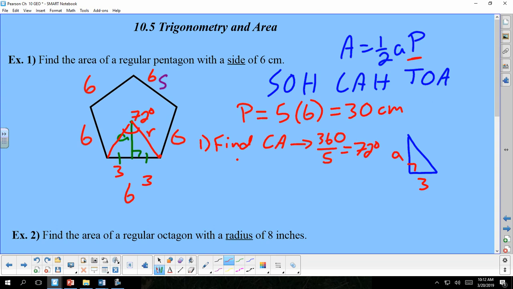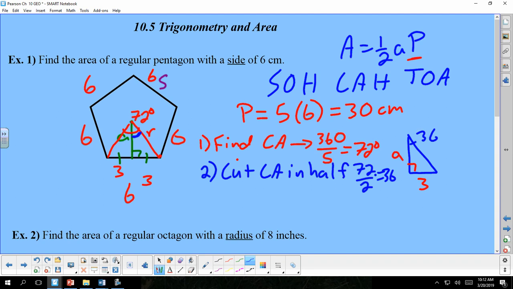So in order to find the angle that I'm looking for, this angle right here, I need to take that 72 and cut it in half because my apothem bisects the central angle. So half of 72. So we're going to cut the central angle in half. Half of 72 is 36. So that's 36 degrees right there.